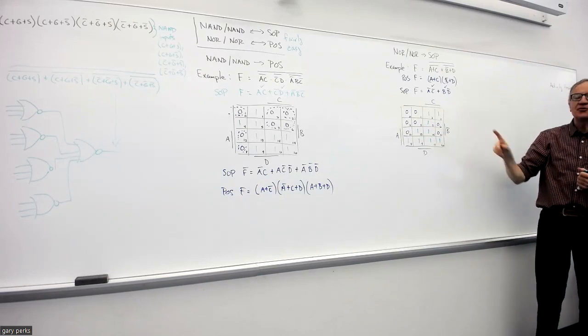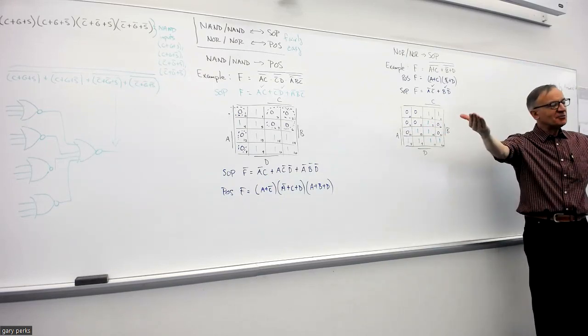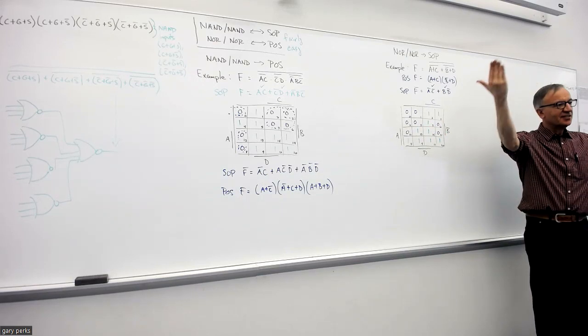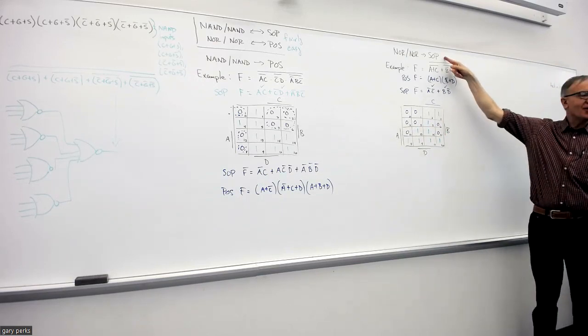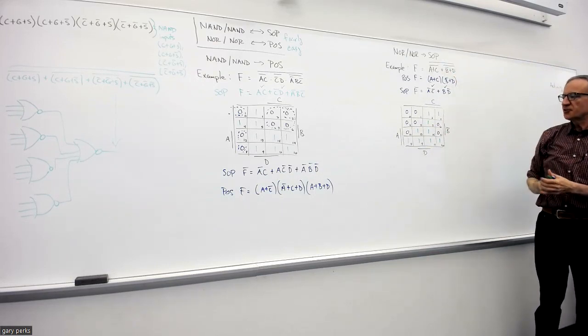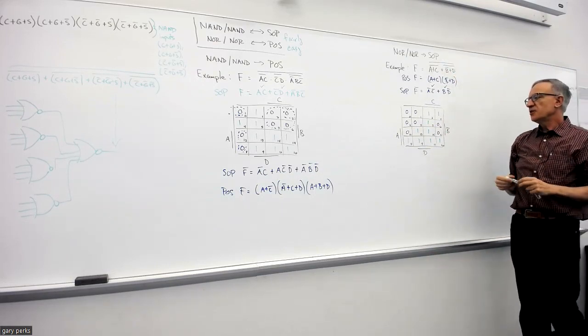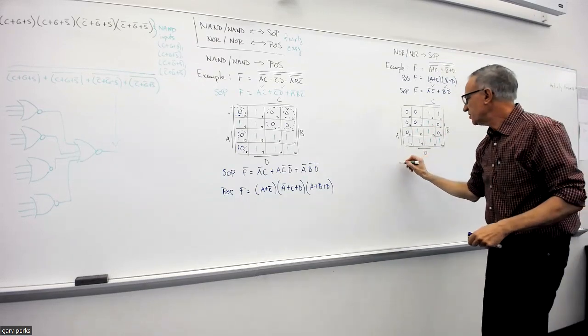Okay, so now when I circle the ones, I'm gonna get what type of equation? SOP for F, right? And that's what we want. Okay, so we just gotta circle the ones. All right, so how are we gonna circle the ones here to get our SOP for F?